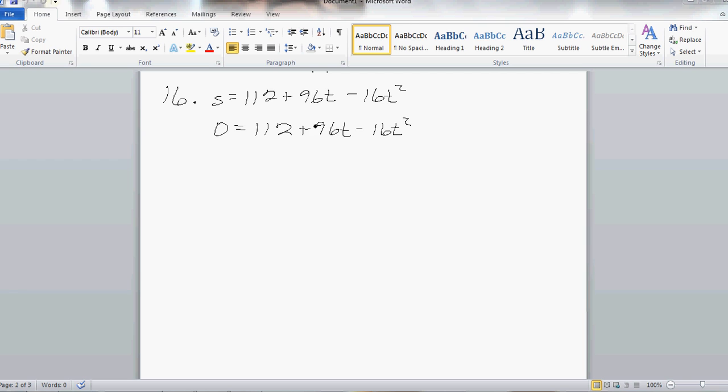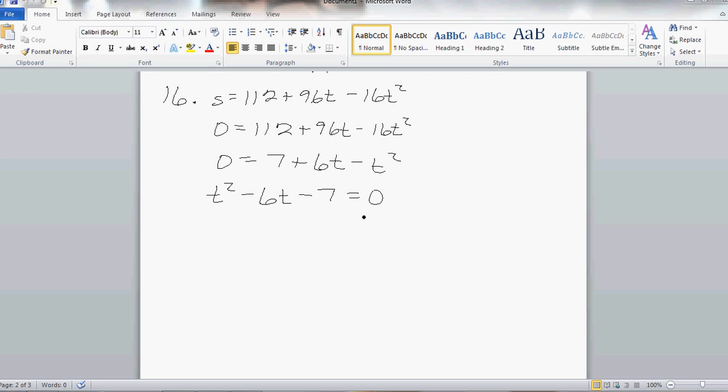Now the first thing I notice, 16 will go into each and every one of these. So 0 would equal 7 plus 6t minus t squared. And I don't like negative t squared, so I'm going to multiply everything through by negative 1. T squared minus 6t minus 7 equals 0.